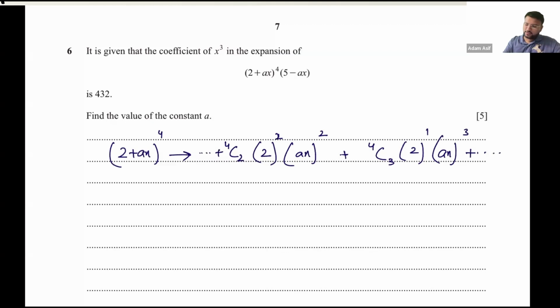Now I'm not concerned about the rest of the terms. So 4c2 times 2 raised to the power of 2, that's 24a square x square. Oh sorry, my bad. 4c2 into 4 will be 24. And what is 4c3? That's 4 a cube x cube times 2, 4 times 2 is going to be 8.